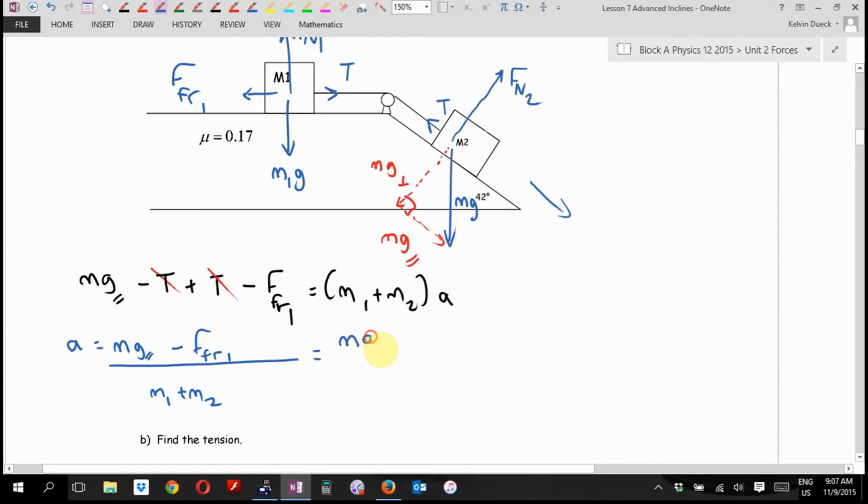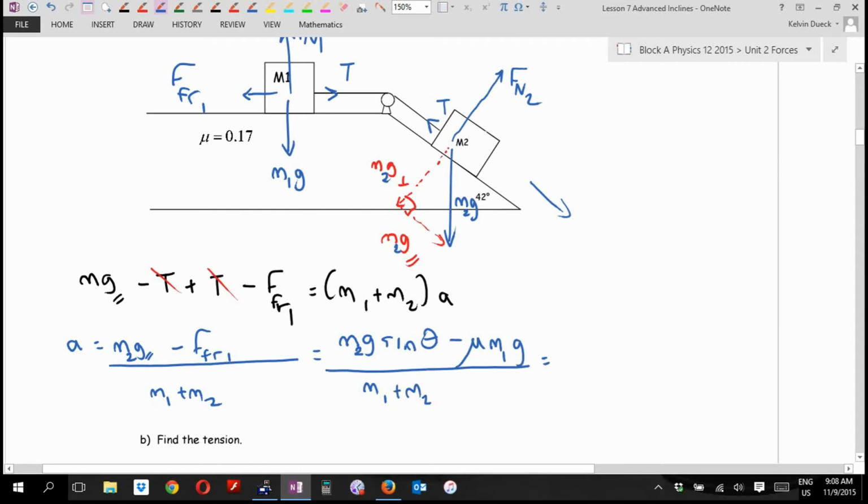This is going to be mg parallel. Oh, hang on. M2g parallel. I really should have called this M2 since there's more than one mass, isn't there? So it's going to be M2g sine theta minus mu. Oh, friction is mu times the normal force. I don't know the normal force. Oh, but look, I know the force the same size as the normal force. What's the normal force for mass 1? It is the same as M1g because we're flat. This was physics 11. So I can go M1g, and that's all going to be over M1 plus M2.